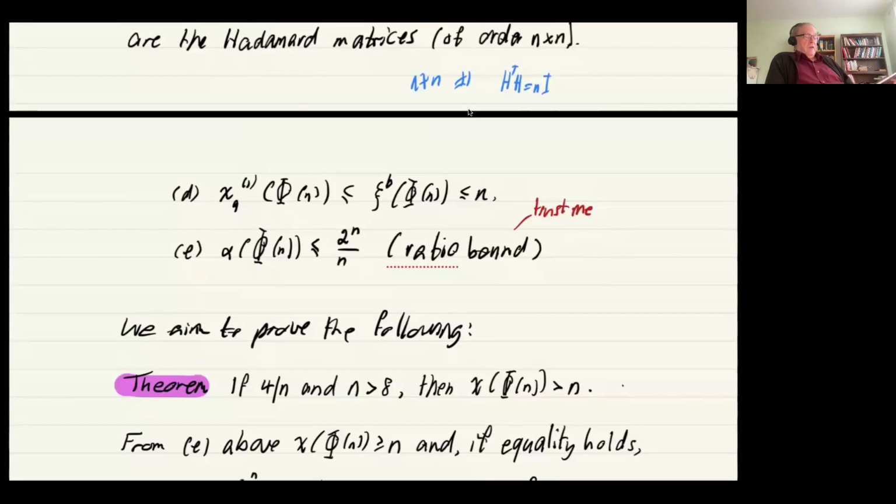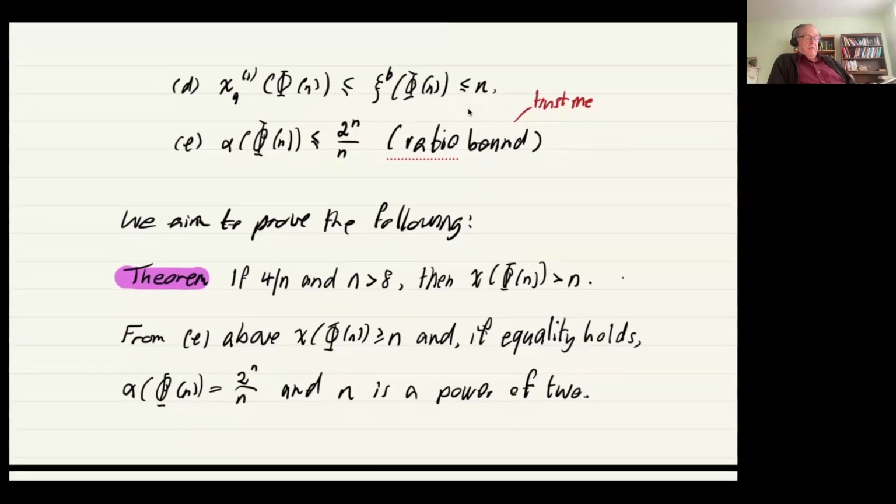Now, there's another piece of information which we need. The maximum size of a co-clique in Ωn is bounded above by 2^n over n. Now, this can be proved by the ratio bound, but it means you've got to be fiddling around with eigenvalues and eigenvectors in the Hamming scheme, and I've chosen not to do that. So I'm just going to cite it to you. The point is you can work out the least eigenvalue of Φn, and when you do that, you get this bound, the ratio bound. And that's going to play a role.